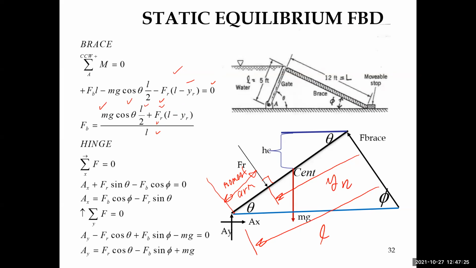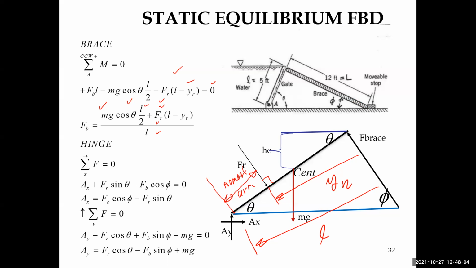And as you can see, let's say that as theta goes to 90 degrees, the cosine of 90 degrees is going to be 0. And so if it's 90 degrees, then there is no force of the brace acting on the gate, and F sub B would simply be equal to F sub r times 1 minus y sub r over L.